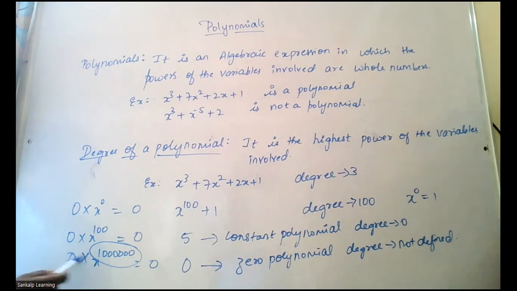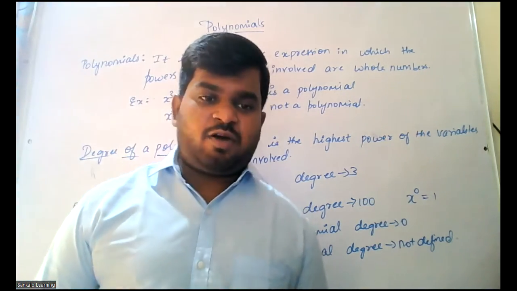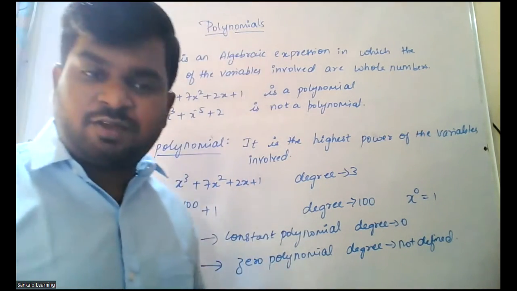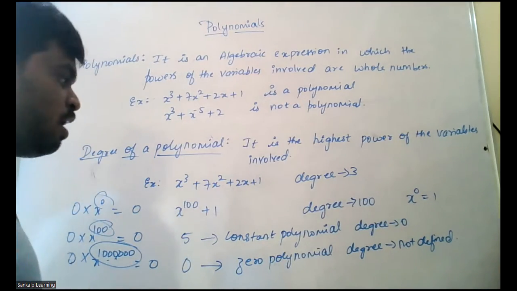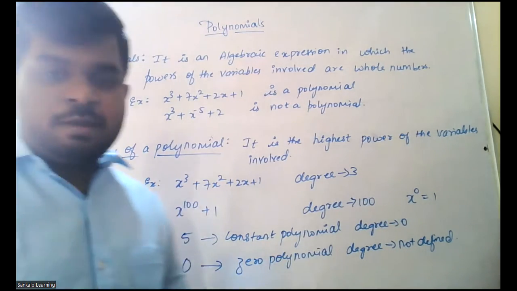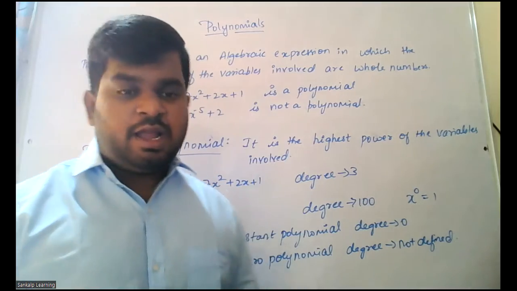Here, what will be the degree of this? Some lakh something, crore something. Here it is 100. Here it is 0. So it is not a fixed thing, right? Of a zero polynomial, the degree is not fixed. So therefore, we say it as not defined. Okay. So what is the degree? It is the power of the highest variable involved.